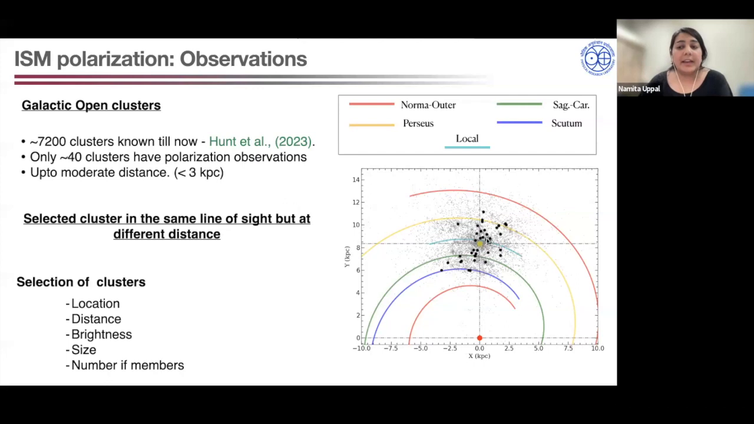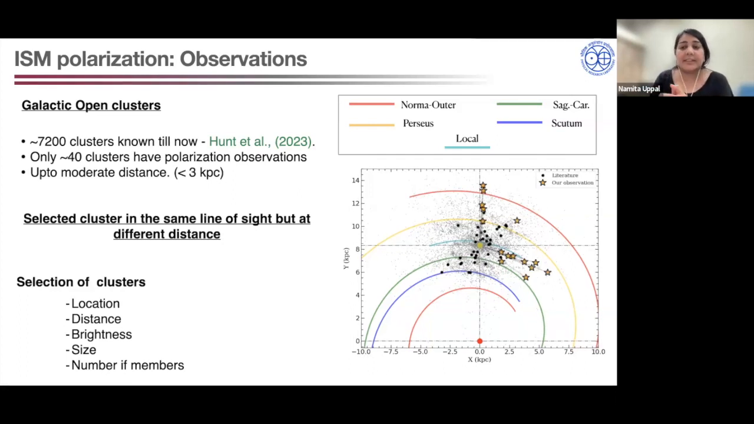With this in mind, we selected the clusters for the observation, and we kept in mind our location from which we are carrying out the observation, and the distance of the cluster, because we wanted to target the longer distance clusters so that we can have all the dust cloud information in the foreground of that cluster, the brightness of the cluster, size, and number of members. Keeping all this in mind, we selected 15 clusters in roughly 3 different lines of sight.